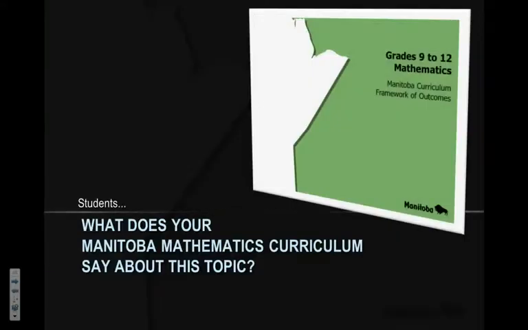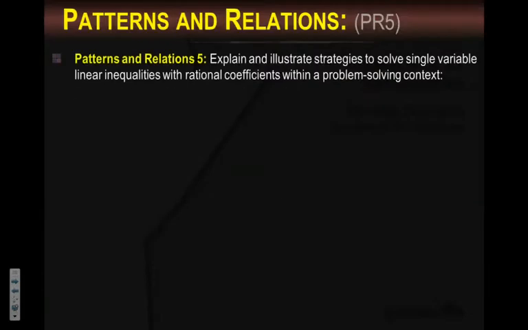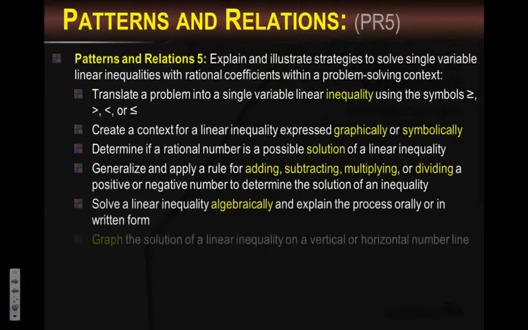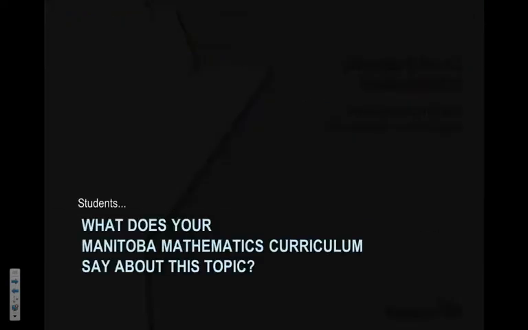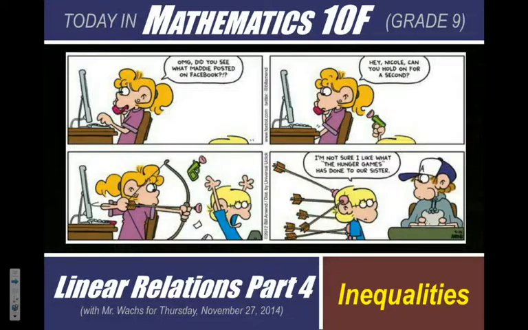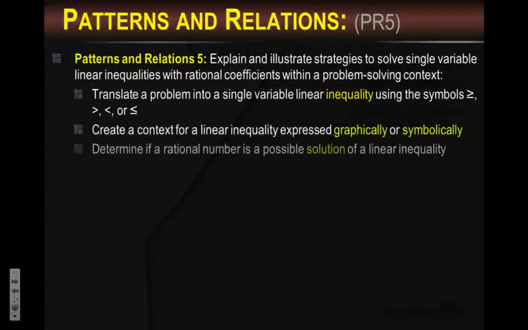So, this is what it says in the curriculum, just to summarize. You're going to solve single variable inequalities with rational coefficients and solve the problems with this. To summarize, you're now going to be using these symbols: greater than or equal to, less than or equal to, along with not equal to. Yes? Well, that's what it says in the Manitoba curriculum. Yes, it is linear relations 4. This is just the teacher speak you're seeing here.